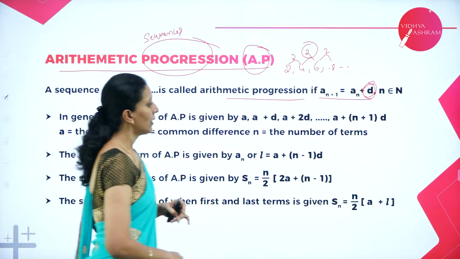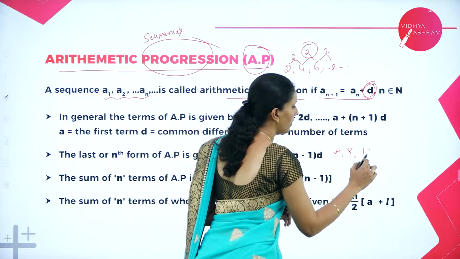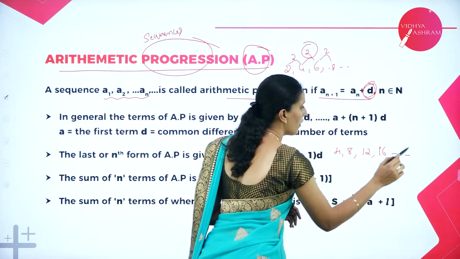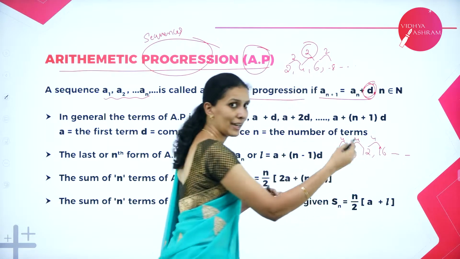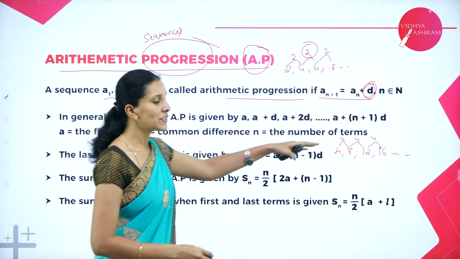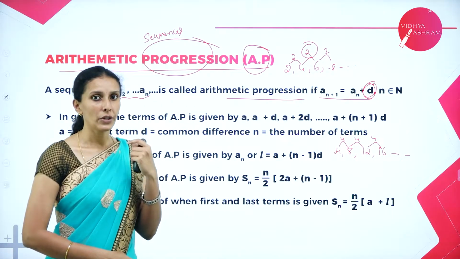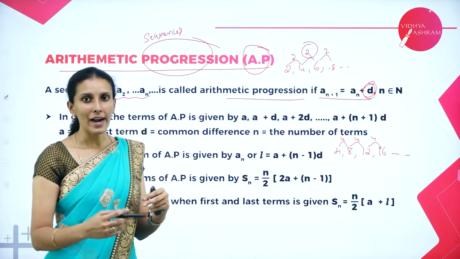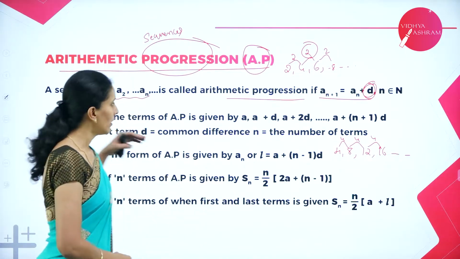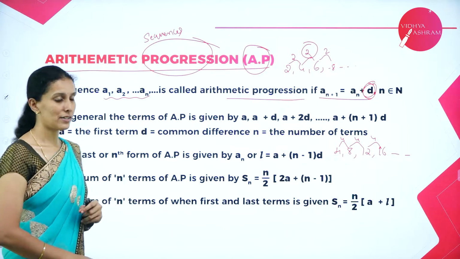So, for example, 4, 8, 12, 16. How do you get this? When you add 4 to these numbers, you will get the next number. So, these types of sequences are nothing but arithmetic sequences. When you have any number and a common difference to add to get the next number, the resulting sequence is nothing but an arithmetic sequence.